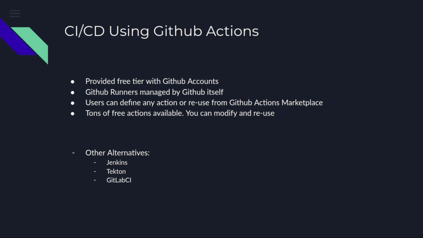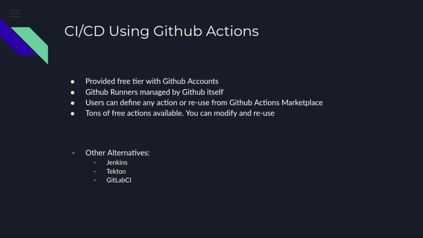So for CI/CD, the most popular choice and the most suitable choice for your application is GitHub Actions. GitHub Actions is a CI/CD automation tool which is provided by GitHub accounts. Whenever you sign up on GitHub, it provides a free tier with 2,000 minutes, which is enough for a small project. If you want to have multiple microservices and complex CI/CD, you might want to look into purchasing an enterprise account.